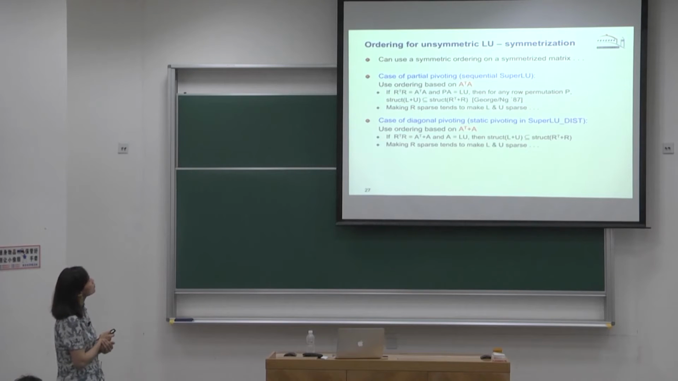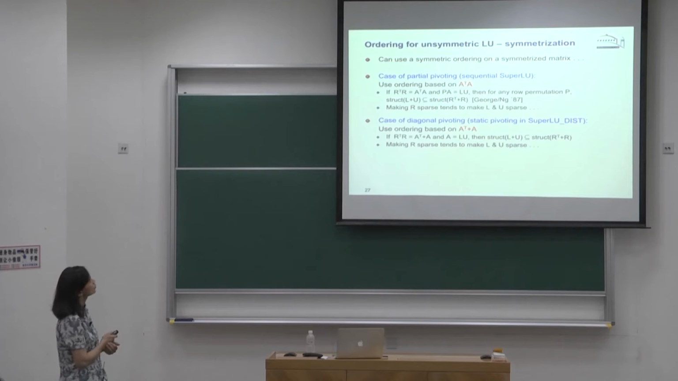So for partial pivoting, there's a permutation matrix involved. And the property here shows that if you look at a Cholesky factor of A transpose times A, then for any permutation, when you do LU for A, this Cholesky factor of A transpose A would contain all the structure of LU, regardless of your partial pivoting choice. So that's a very strong statement.